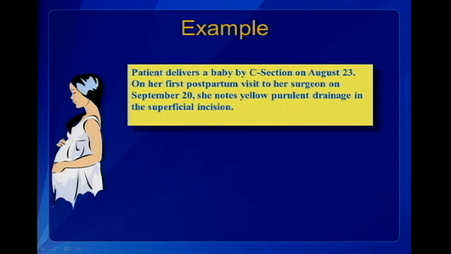A patient delivers a baby by C-section on August 23rd, and on her first postpartum visit to her surgeon on the 20th, she noticed yellow purulent drainage in the superficial incision. Does Gretchen have a surgical site infection? I'm hearing lots of yeses. Yes, that's purulent drainage. That's criterion A, okay?